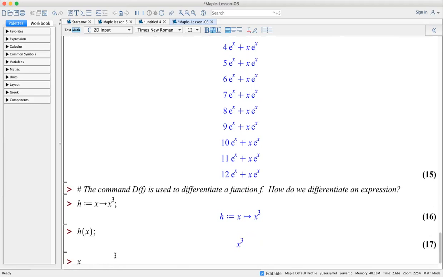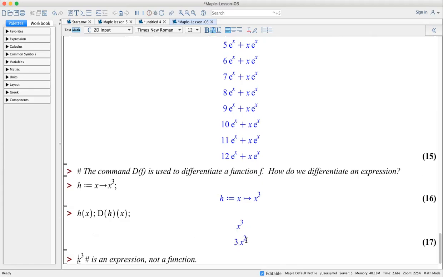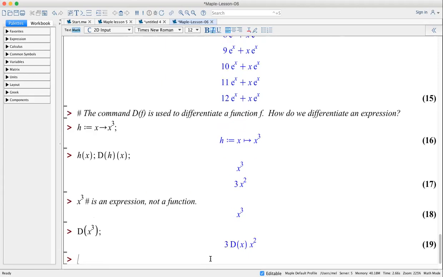X cubed by itself is an expression, not a function. H of x is a function. D of h, evaluated at x, is 3x squared. If I write d of x cubed, I get something. It's not clear what it means, but it's not 3x squared. It has some other junk in there. In any case, it's not a function. So that's not good.